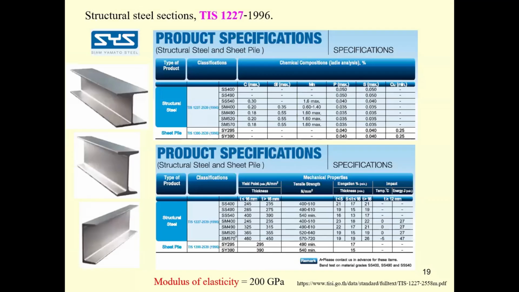Now, if you use the Thailand Industrial Standard to specify the steel, you have to follow TIS number 1227. This is the year it started until now. I think it's already been revised, but I forgot the year of the new one. This one is a product of Siam Cement Group. It first specifies the chemical composition. This is not involved with us; it's going to involve metallurgical engineering.